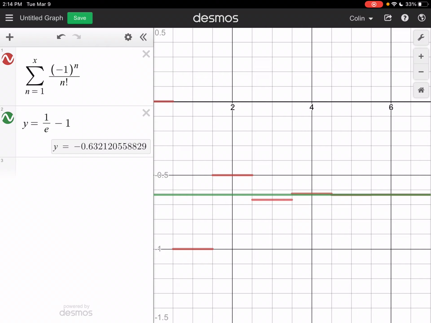And that's why some numbers are going to be upper bounds, some are going to be lower bounds, and it's just alternating because it's an alternating series. Just wanted to explain that real quick, but there we go.